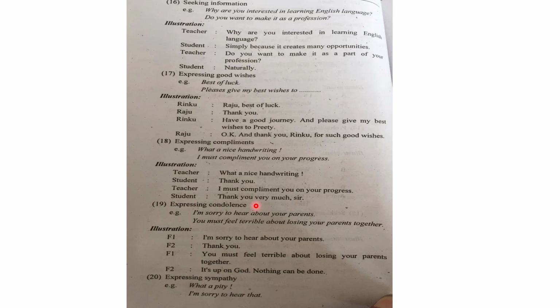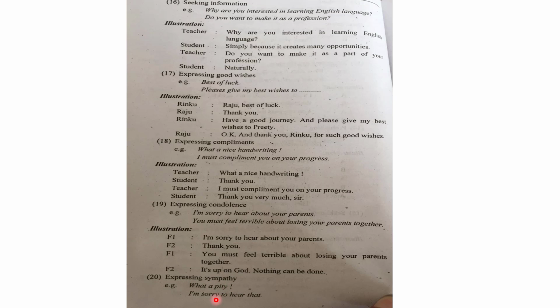The 19th type is expressing condolence. For example, I'm sorry to hear about your parents. You must feel terrible about losing your parents together. The example that is given here is, person 1 says, I'm sorry to hear about your parents. F2 says, thank you. F1 says, you must feel terrible about losing your parents together. F2 says, it's up to God. Nothing can be done.